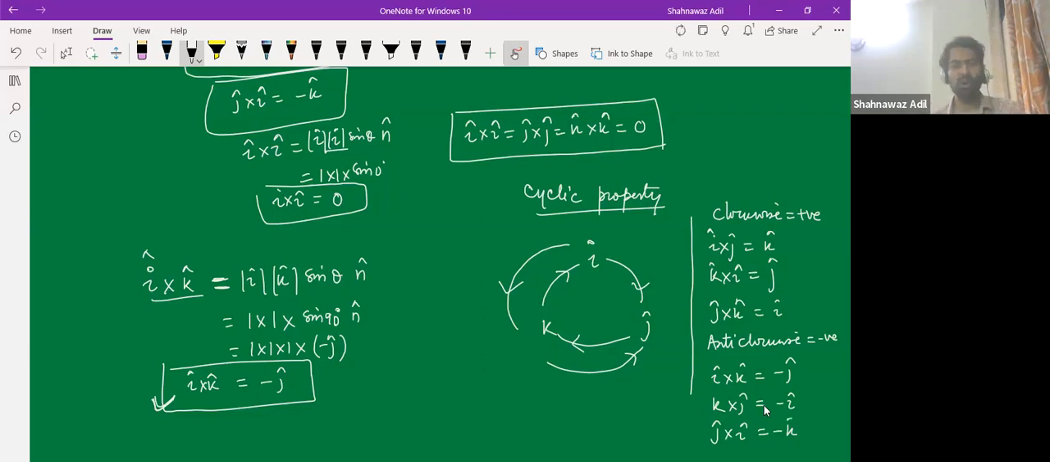This is all we need to learn about the cross product. And where does the cross product come in? It comes in electric charges and fields, in magnetic fields, and in rotational motion. Torque and angular momentum are all cross products.